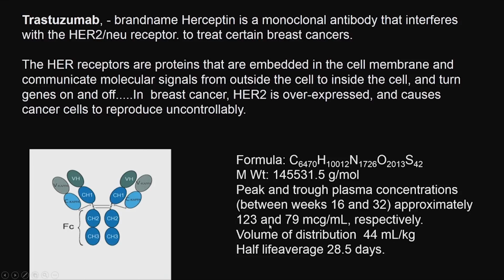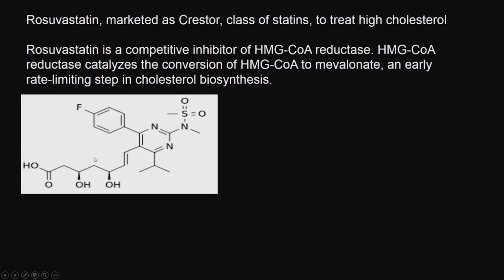So as you can see, many of these biological molecules have very large molecular weight, and so most of them are given intravenous because of its stability at GI pH of 2, as well as it will not be able to cross the barrier.